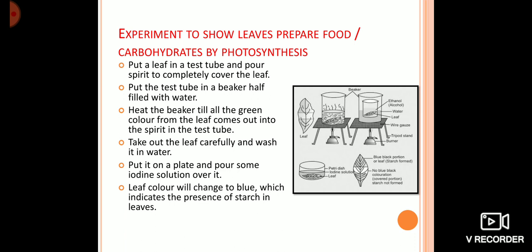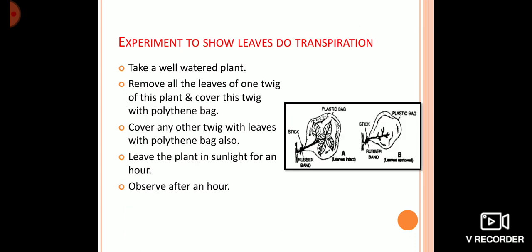Now we will study another important function of the leaf, that is transpiration. We know that roots absorb water and minerals from the soil. Some of the water is utilized in the process of photosynthesis, and the excess water is transpired by the leaves in the form of water vapor, and this process is called transpiration.